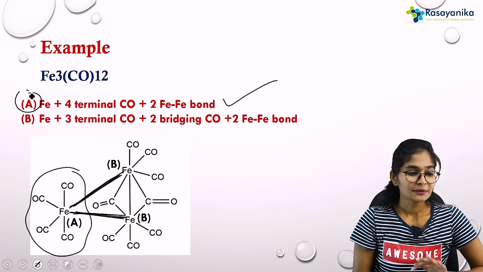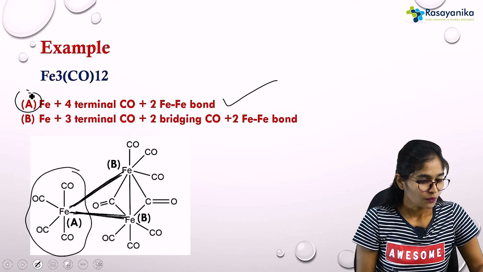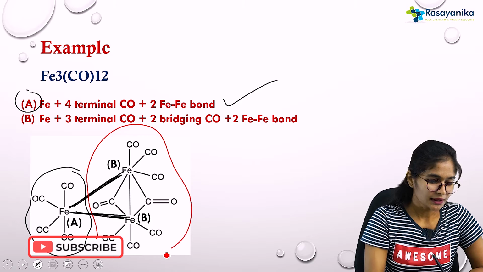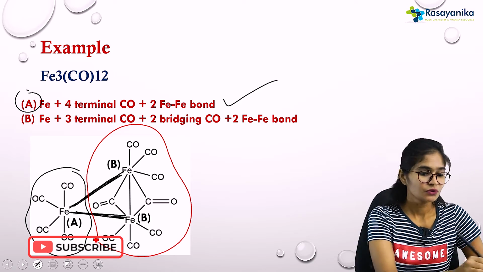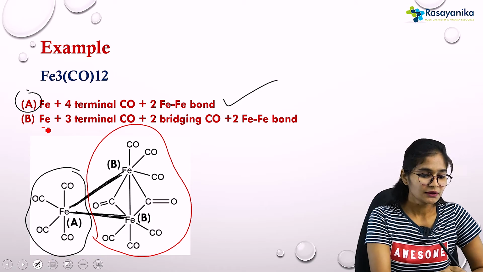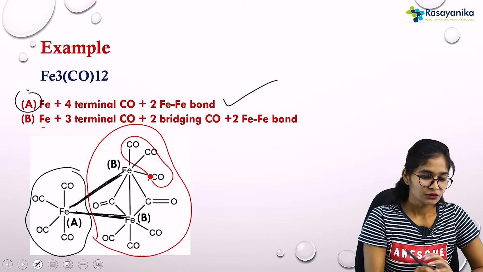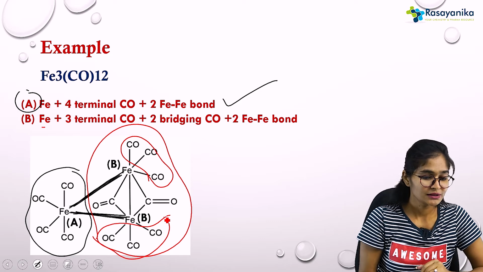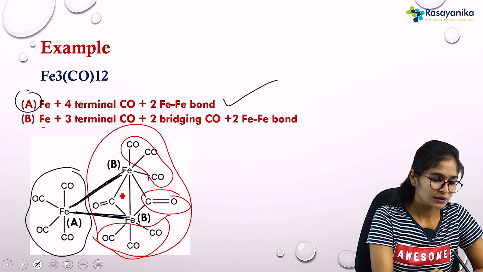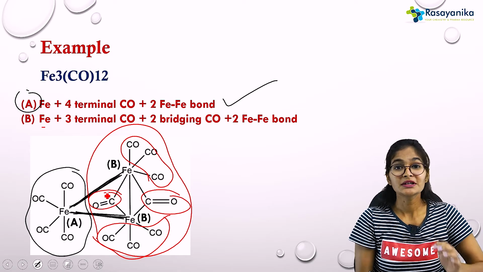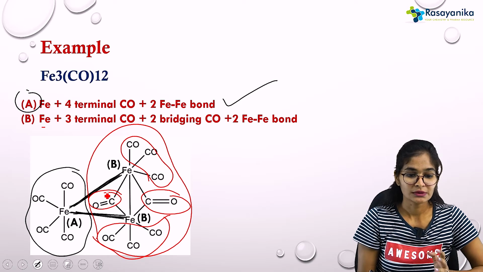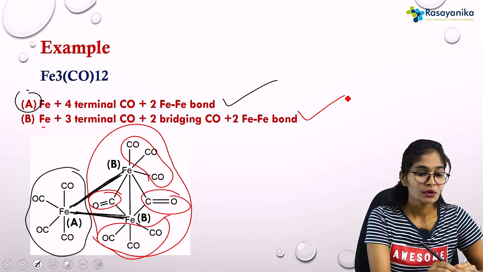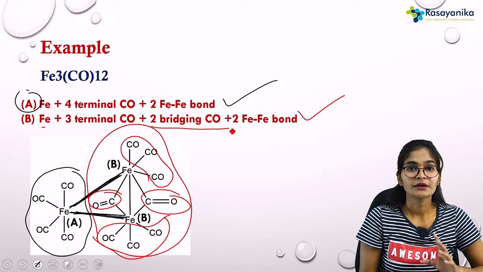Now coming to the part B type of structure unit, let me choose a different ink, it will be this one. So here you have 2 Fe centers, and there will be 3 terminal carbonyl groups. Apart from that, both are identical to each other, and then one CO here, one CO here. So these are two bridging CO groups, that is bridging carbonyl groups, and this is what I have mentioned as Fe with 3 terminal CO and 2 bridging CO and 2 Fe bonds.